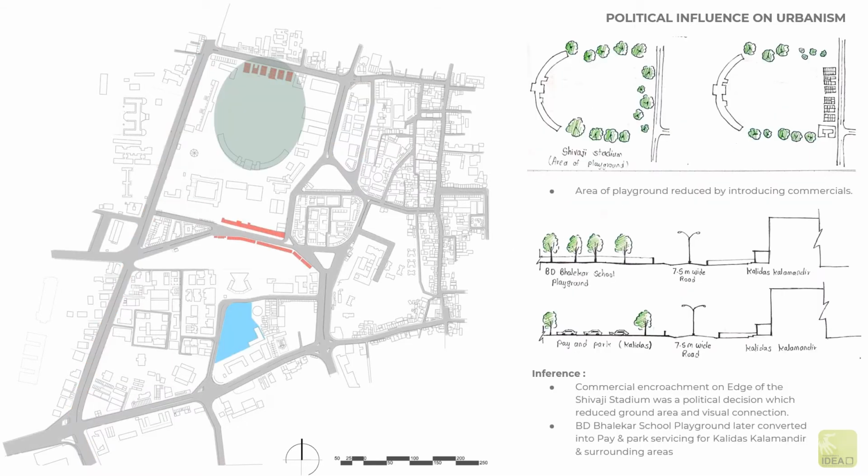As spoken earlier, Shivaji Ground was physically and visually open from the periphery, but political decisions were taken and it got trapped because of commercialization of the street edge. Similarly, the ground dedicated for B.D. Bhalikar School has been converted into pay and park.